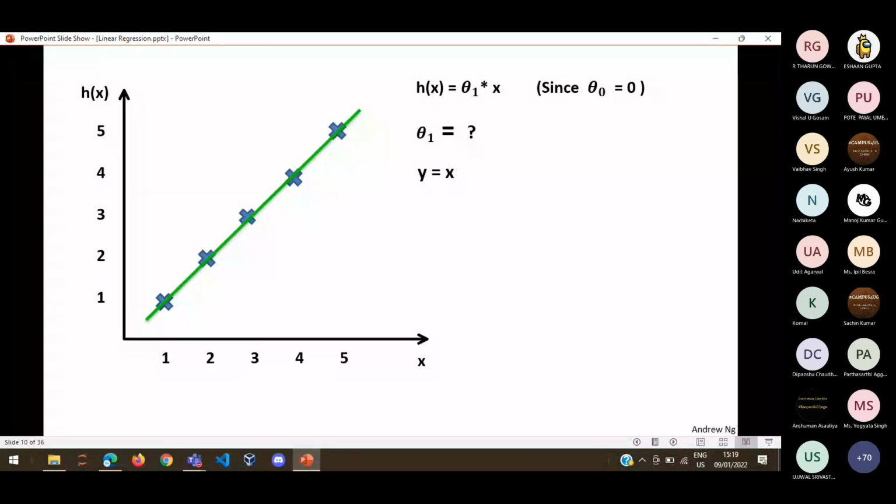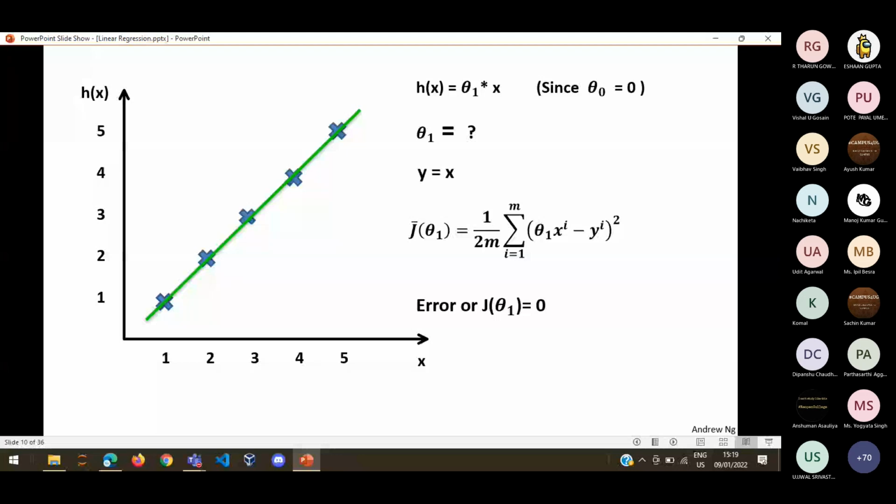And when you calculate the error function for this line, you'll get 0 value, because this line is completely overlapping with the data points, right? So I guess the error function is clear to you guys? And this is the minimum cost you can get. 0 is the minimum cost because we are squaring the errors of the individual data points, right?